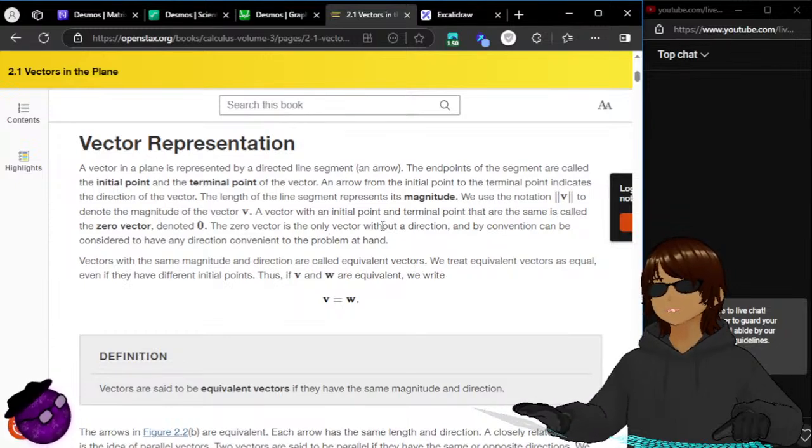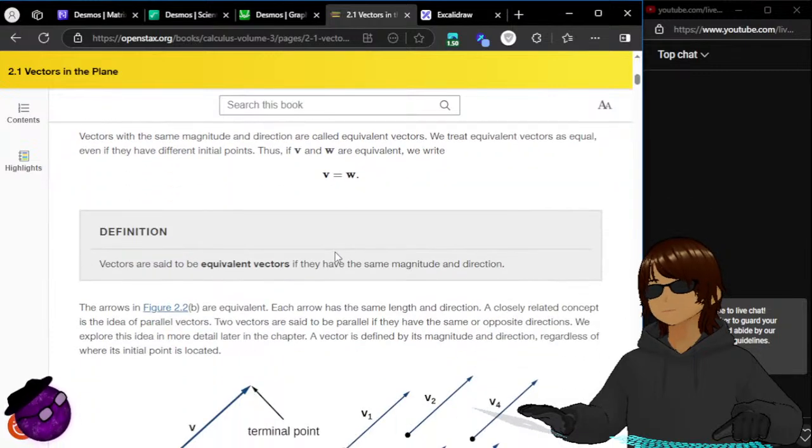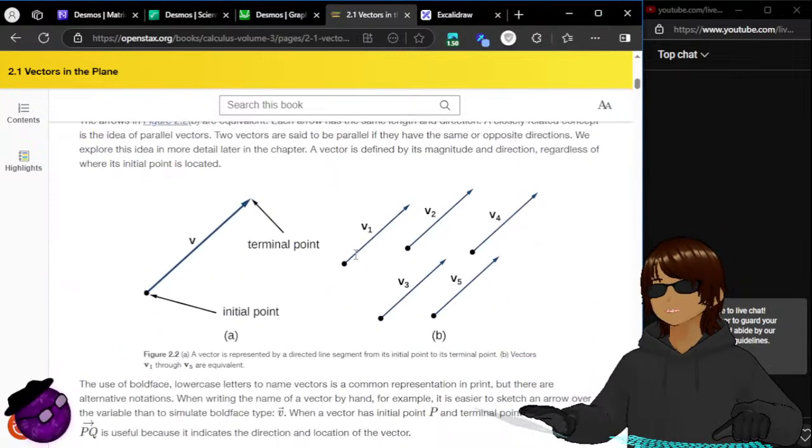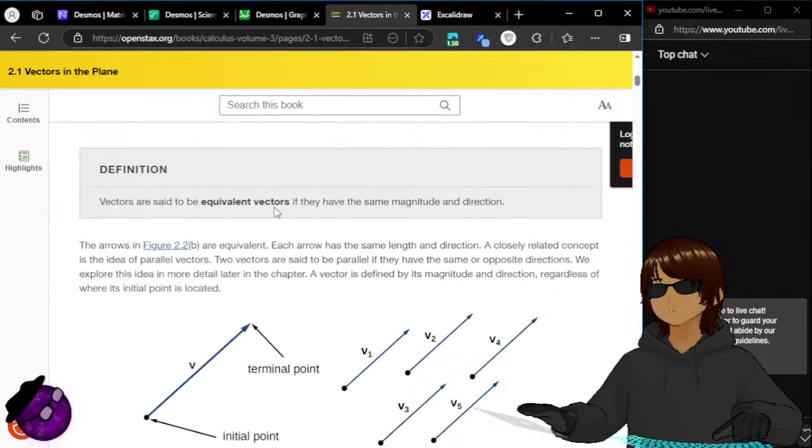The zero vector is the only vector without a direction, and by convention can be considered to have any direction convenient to the problem at hand. Vectors with the same magnitude and direction are called equivalent vectors. We treat equivalent vectors as equal, even if they have different initial points. Thus, if v and w are equivalent, we write this. So they just need the same direction and magnitude, and the position is not relevant.